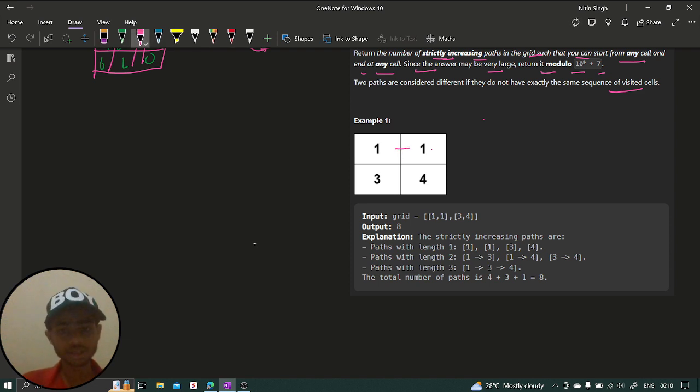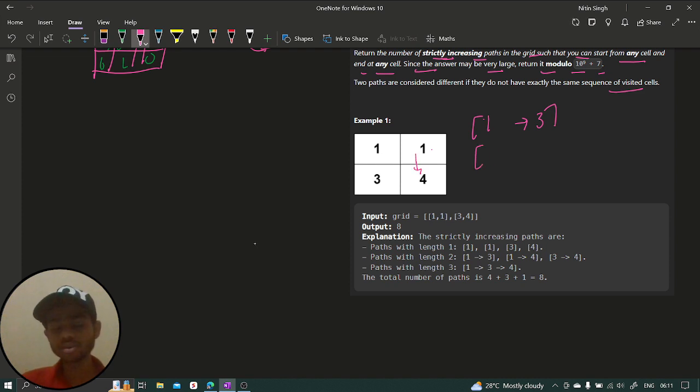It is not strictly increasing. So from one we can move to three, isn't it? From one we can move to three. So there is one more path which we can say like this. From one we can move to three. Does that make sense? But from one we can also move to four, right?